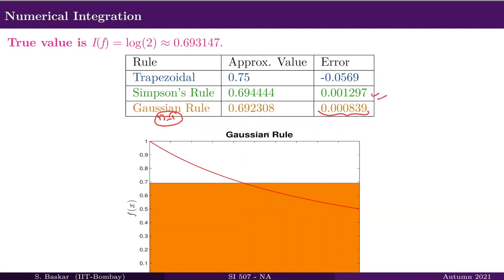What Gaussian rule did was fix a point in the interval 0 to 1. Remember, it's more like the rectangle rule. It just took that point, smartly chosen in such a way that the area removed and the area included are nicely balanced, and minimized the error to a greater extent when compared to Simpson's rule and the trapezoidal rule. That is what the Gaussian rule did here.